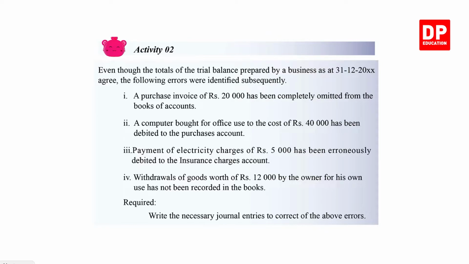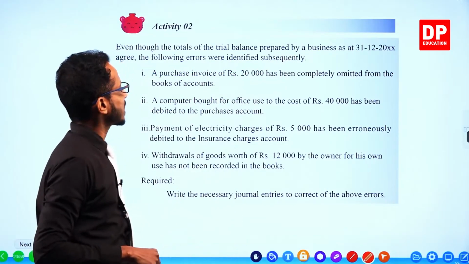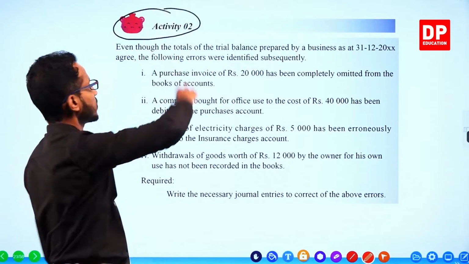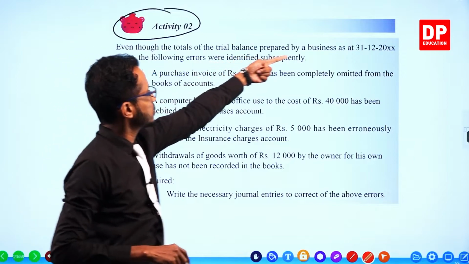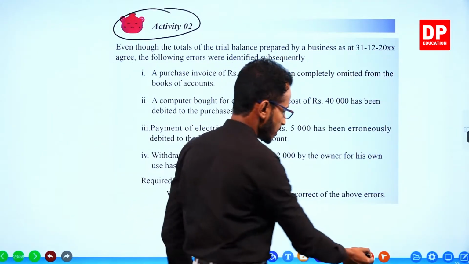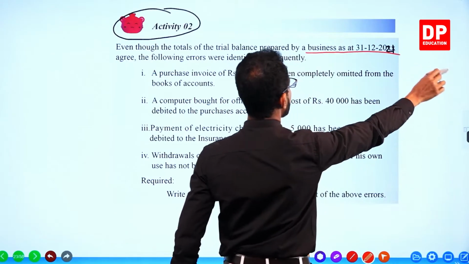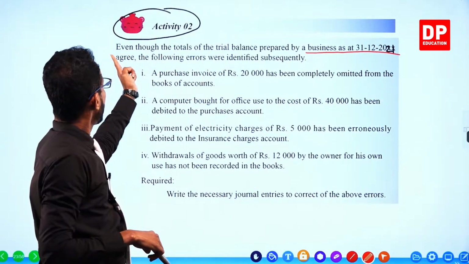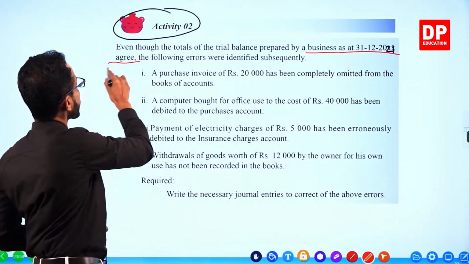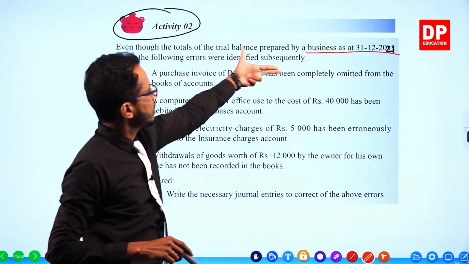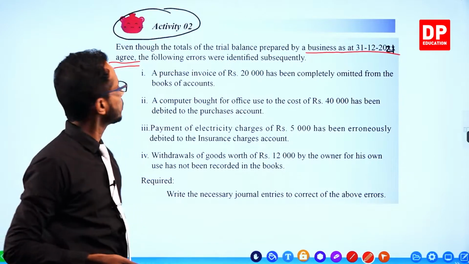Even though the totals of the trial balance prepared by a business agreed, the following errors were identified subsequently. All right. Activity 2. There has been a trial balance in the business on 31st December 2021. So the trial balance has agreed. That means trial balance has been balanced. But the following errors were identified subsequently. Subsequently means afterwards.